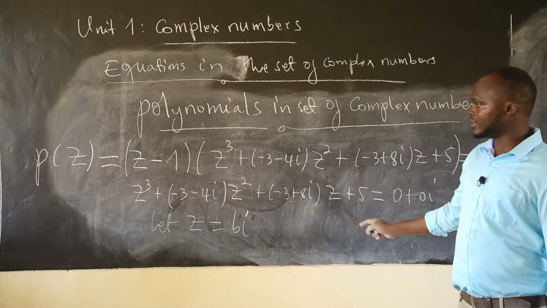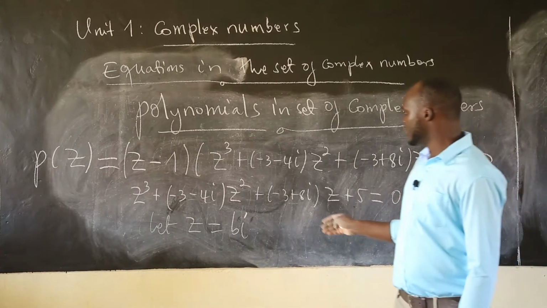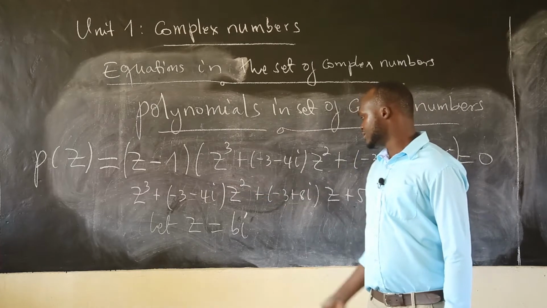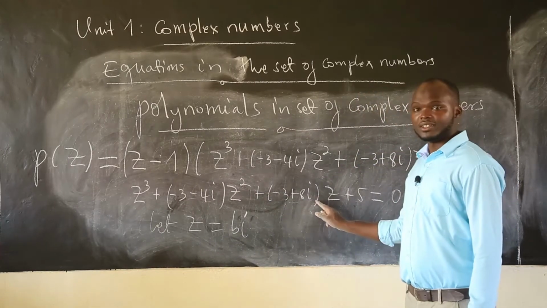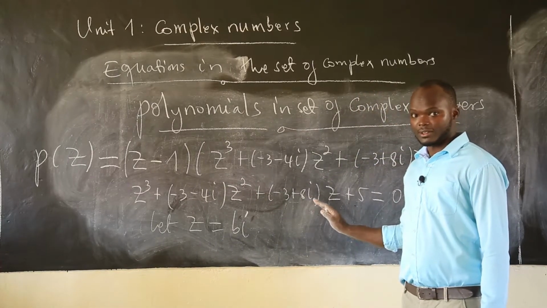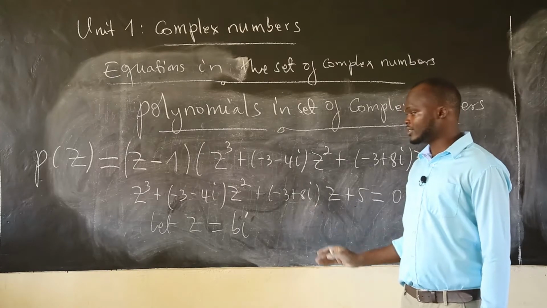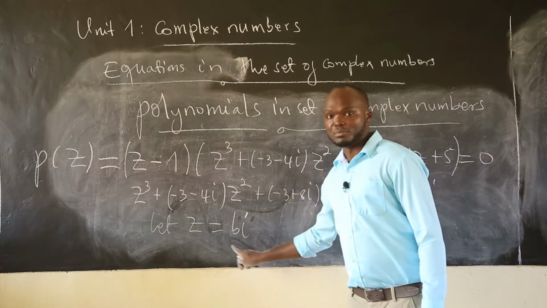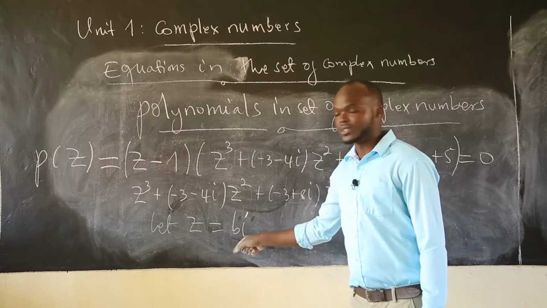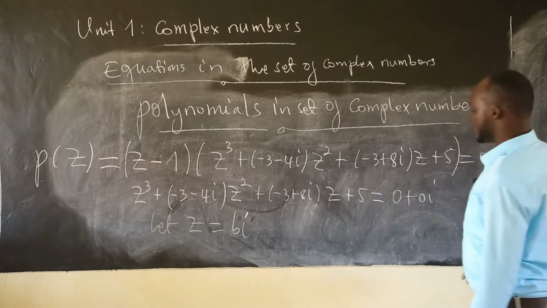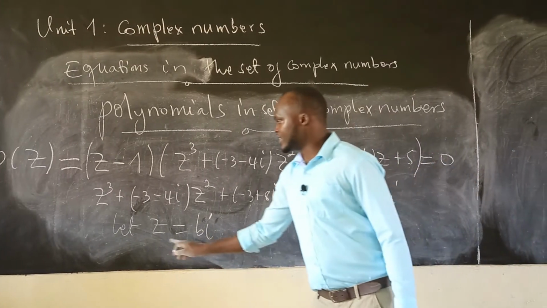So now, this is our polynomial. I've already factorized it. We have tried -1 and 1 and found that it cannot work. So let us try to use z equal to bi. Now our root is z equal to bi, so where there is z, you're going to use bi.